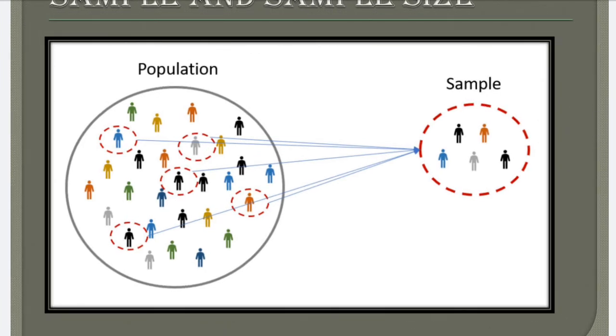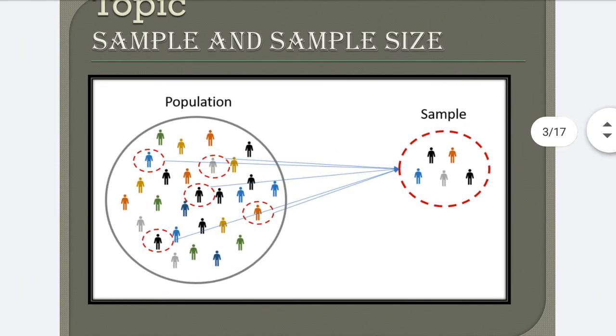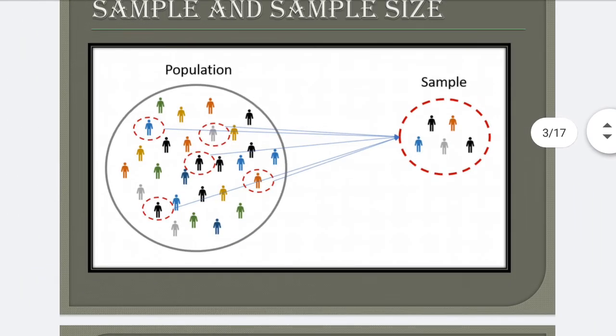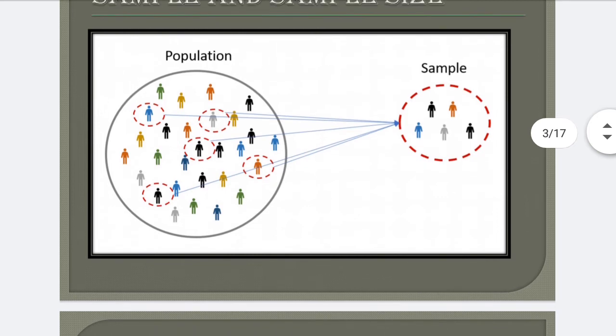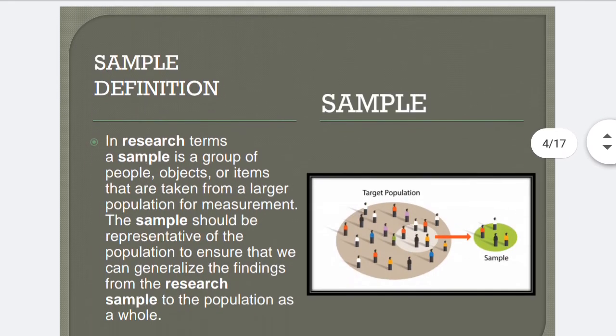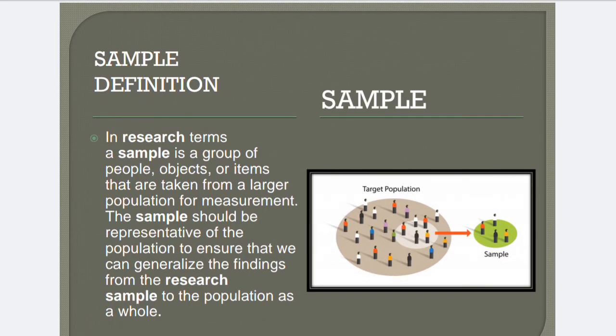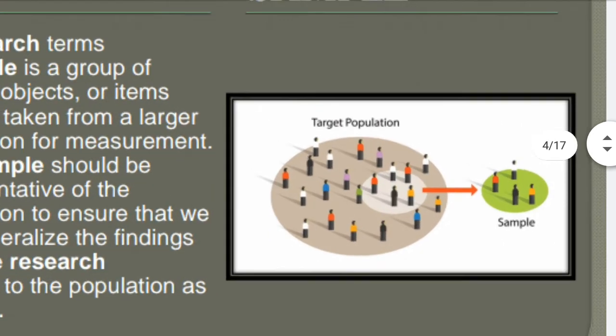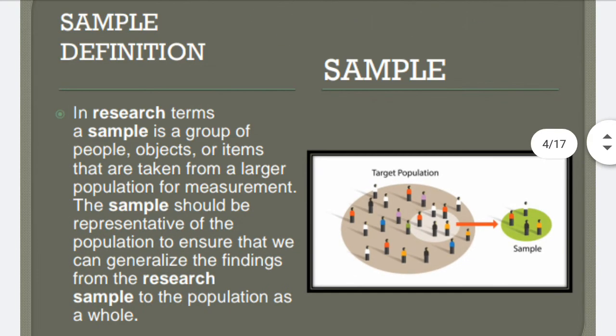Now my topic is sample and sample size, and in this picture you can easily understand what a population is and how to collect a sample from the population. First of all, I want to tell you what a population is. A population is a complete collection of individual objects of measurement under consideration, meaning the entire observation. And now the sample. Simply we can say that a sample is a subset of the population.